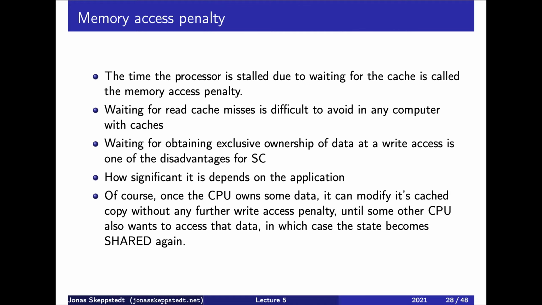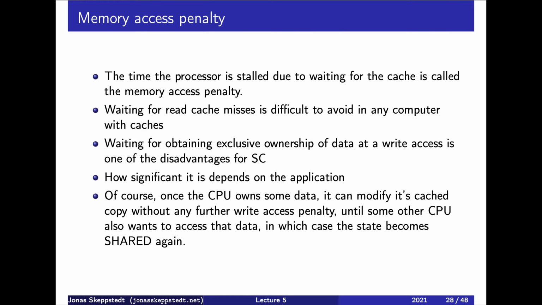There are approaches. For instance, one can prefetch the data if one is more or less certain that it will be useful, so that it is copied into the cache before the CPU gets a cache miss. That can be good, but there is a risk, namely that it will replace some data that we still need to use, and then it becomes slower. Okay? And obtaining the exclusive ownership of data is one of the main disadvantages of sequential consistency. I mean, waiting for that. And how significant this is, it depends on the application.